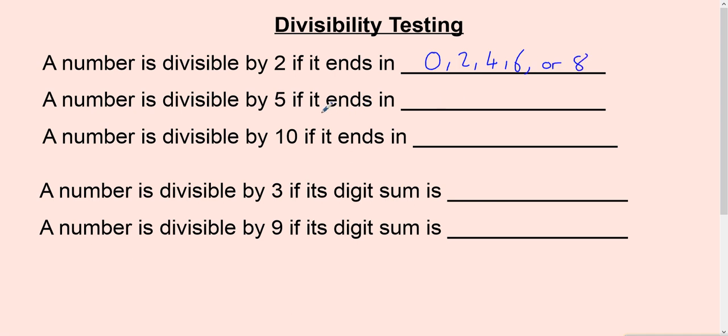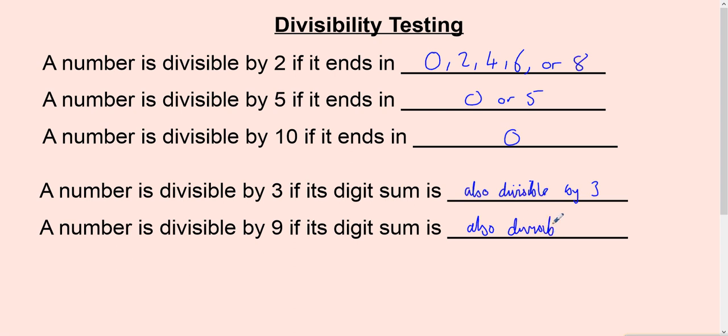Is it divisible by 5? It is if it ends in a 0 or 5. Is it divisible by 10? Yes, it is if it ends in a 0. Is it divisible by 3? Only if its digit sum is also divisible by 3. We'll look at an example of that in a moment. And it is divisible by 9 if its digit sum is also divisible by 9.